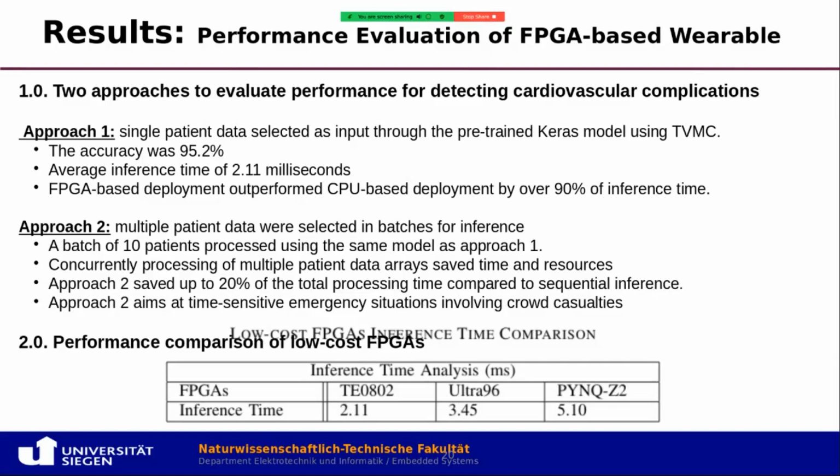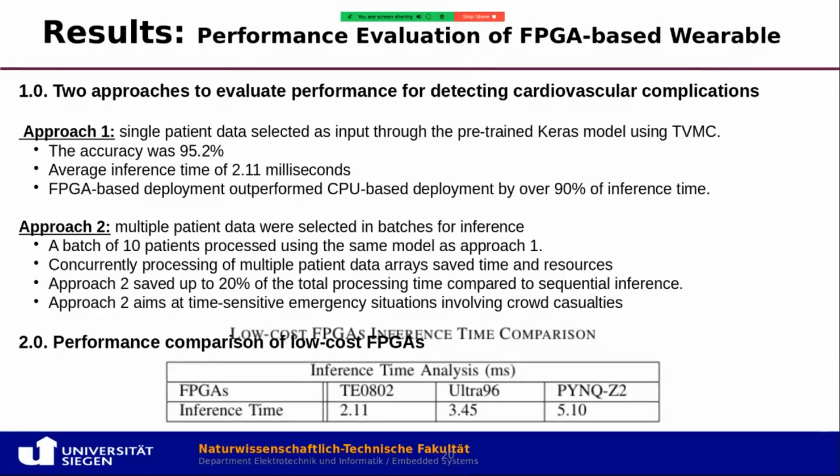For the second approach, we could run in batches of 10 patients simultaneously. For example, for times when we have crowd casualties and we are aiming at sensitive information like that, we need to get the data very fast. With this approach, we could save 20% of the time.